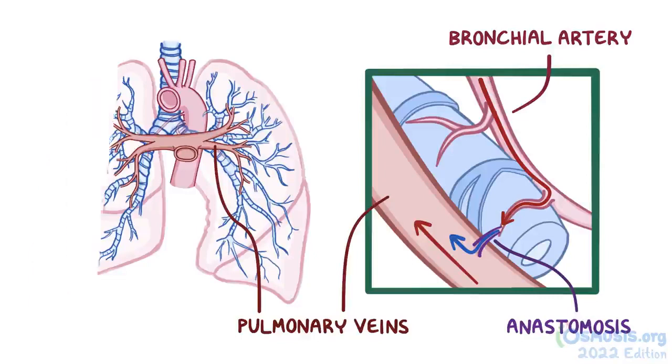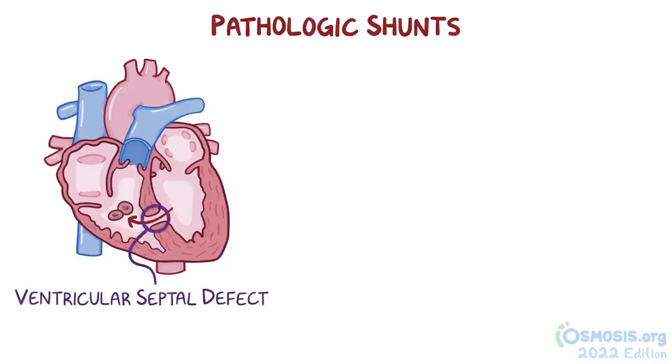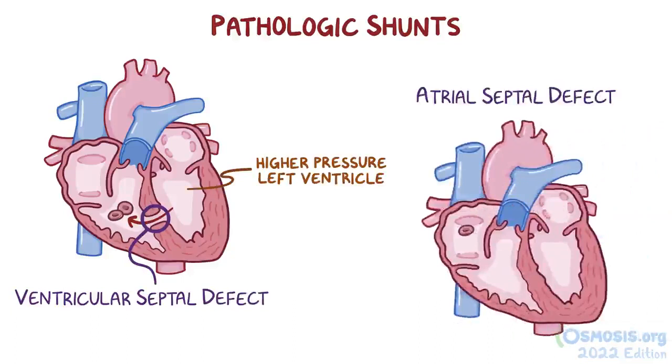Now, in addition to these naturally occurring physiologic shunts, there are also some pathological defects that can lead to more shunting of blood. In most left-to-right shunts, blood flows from the left side of the heart to the right side of the heart. This can happen when there's a gap in the wall, or septa, that divides the left and right chambers of the heart. So, for example, a ventricular septal defect allows blood to flow down its pressure gradient from the high-pressure left ventricle into the lower-pressure right ventricle. And an atrial septal defect allows for the same thing, only blood is shunted from the left atrium to the right atrium.